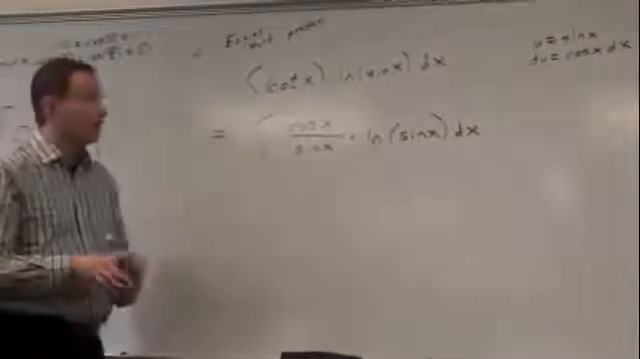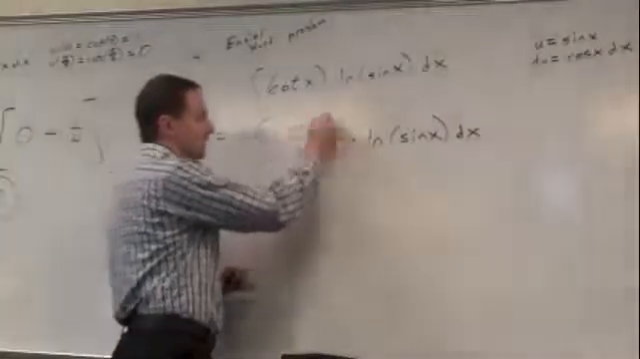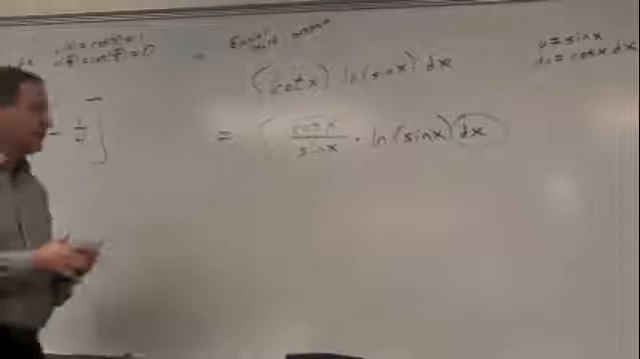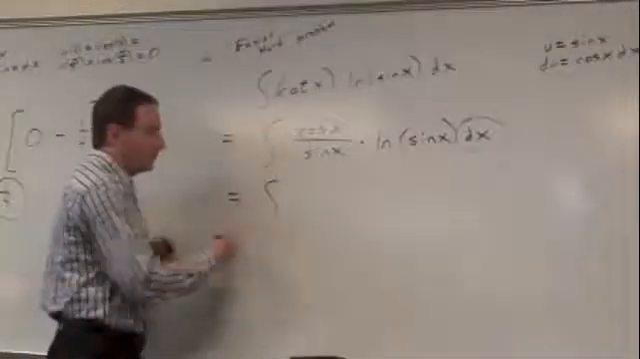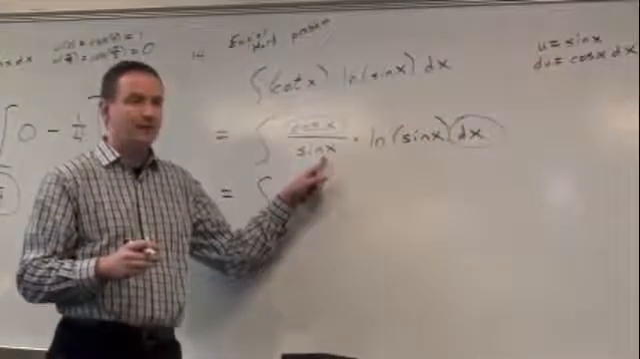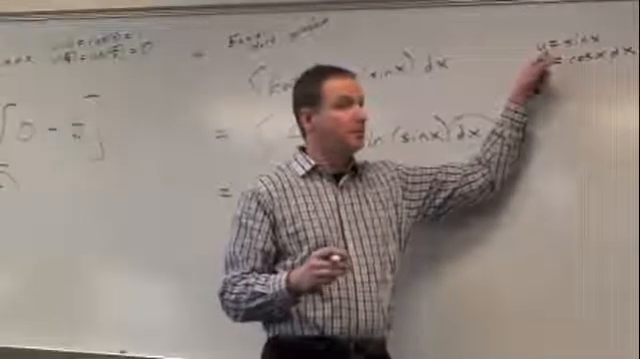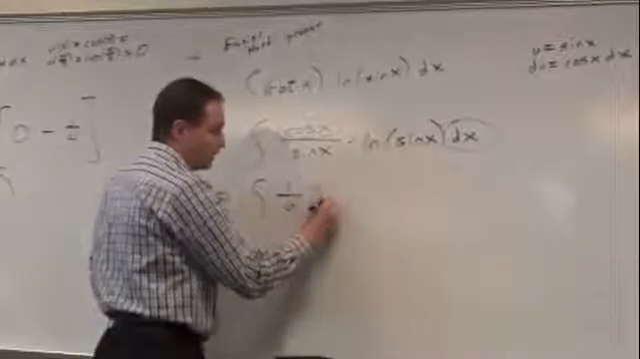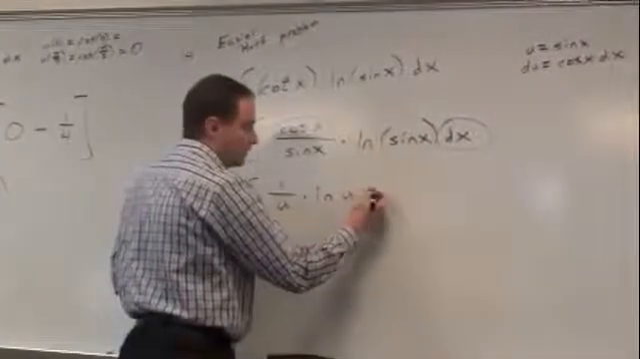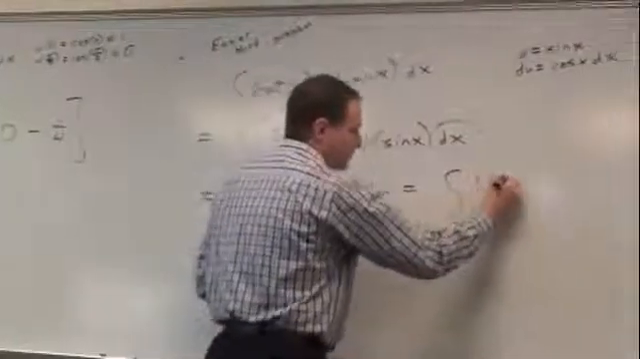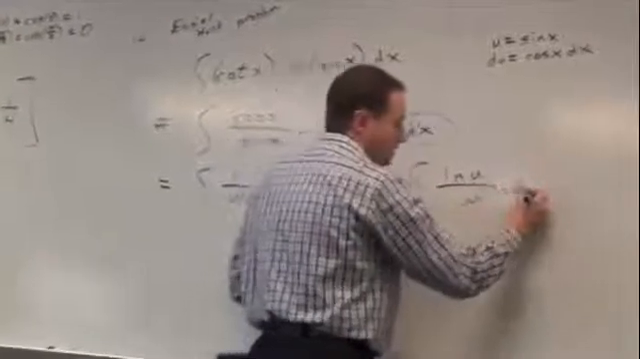So I can say, okay, everything I'm going to circle becomes du. So cosine x dx, that becomes du. So I'm going to have the integral, all this is going to become a 1 in the numerator. I still have a sine of x in the denominator, but I say, well, sine of x is u, so I'll get 1 over u times the natural log of u du. And I'll even write that as, well, this is the natural log of u over u du.